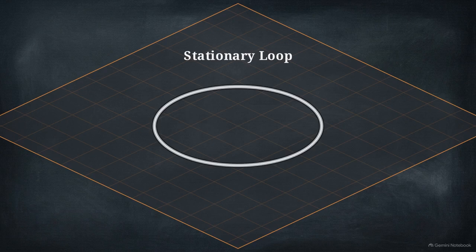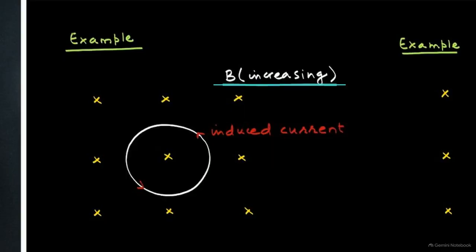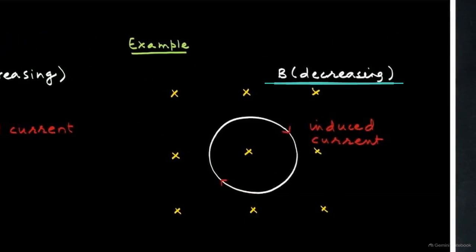Let's apply this to a different scenario: a stationary loop of wire sitting flat inside a uniform magnetic field that points directly away from us into the screen. This left diagram shows the field intensifying. To fight increasing inward flux, the loop induces a counterclockwise current, generating an outward field. Conversely, on the right, the field weakens. To replace it, the loop reverses, inducing clockwise current to push flux inward.